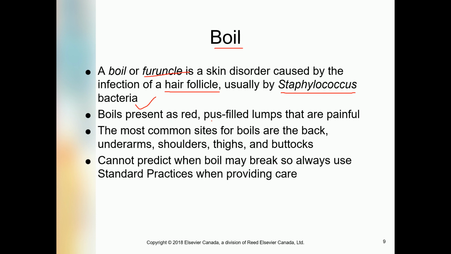Boils present as red, pus-filled lumps. Pus means when people have a wound, that wound gives a double coffee colored fluid coming out. It's full of bacteria and dead tissue of the skin and muscle. That's called pus. Pus-filled lumps that are painful. The most common sites for boils are the back, underarms, shoulders, thighs, and buttocks, the buttock cheeks.